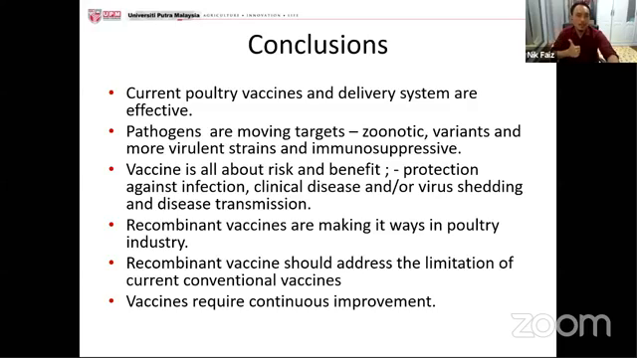Vaccine is all about risk and benefits, and protection against infections. We want to reduce the clinical disease, or we want to reduce virus shedding and disease transmission. Recombinant vaccine is making its way into the poultry industry. More recombinant vaccines are being produced now and are in the market. Recombinant vaccines should address the limitations of current conventional vaccines, and vaccines require continuous improvement.